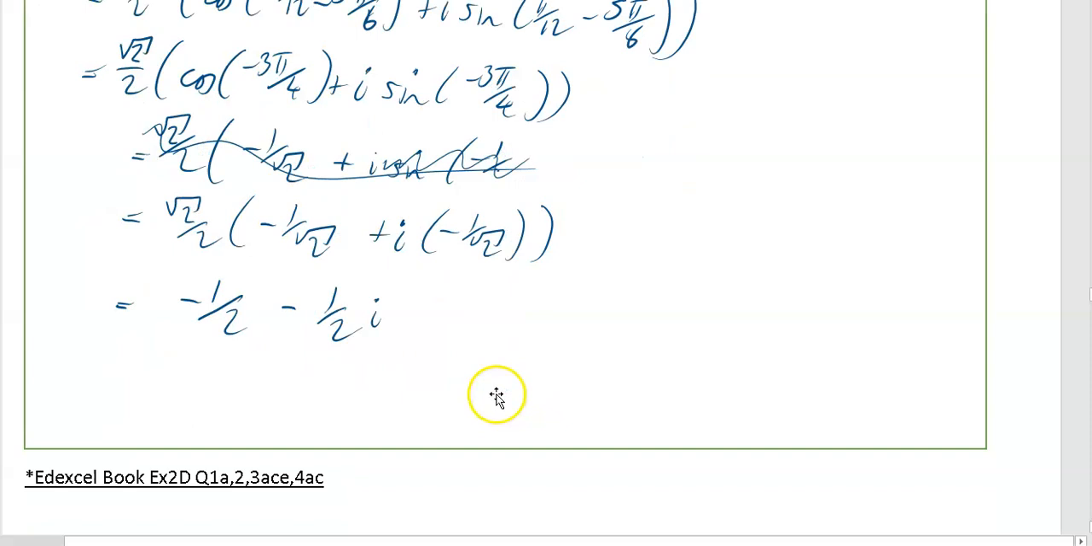Okay, there are questions there for you to do as well from the NXL book, exercise 2D, questions 1A, 2, 3A, C and E, and then 4A and C.